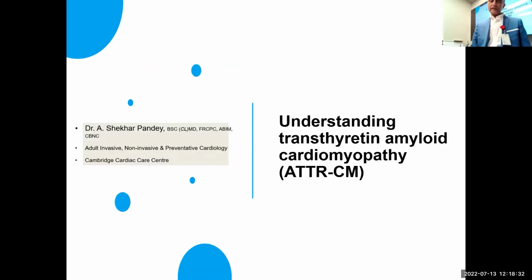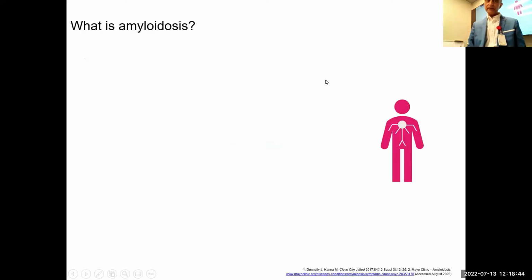So ATTR amyloid is what we'll be talking about, which is cardiac specific amyloid. But as Ian's mentioned, there is also amyloid that occurs from multiple myeloma, or AL amyloid, and we'll talk very briefly about that. So as Ian may have said, what is amyloid?